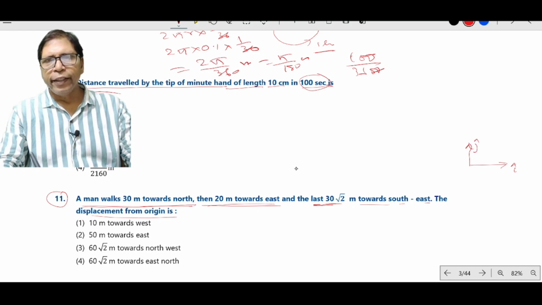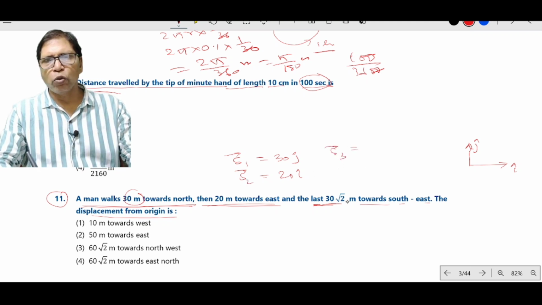So look at this. Here, S1 vector equals 30 meter towards north. So this is 30 j cap. S2 vector, look at this. This is 20 meter east. So 20 i cap. Now S3 vector is equal to 30 root 2 towards southeast. Look at this. This is the southeast direction.